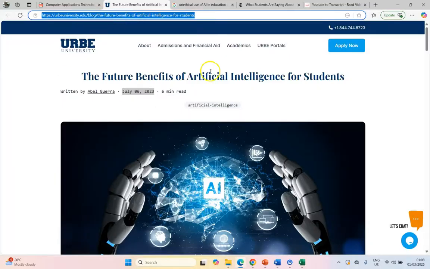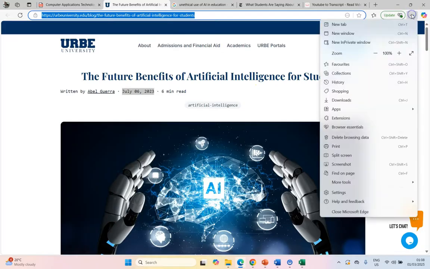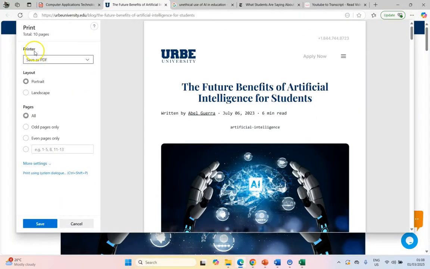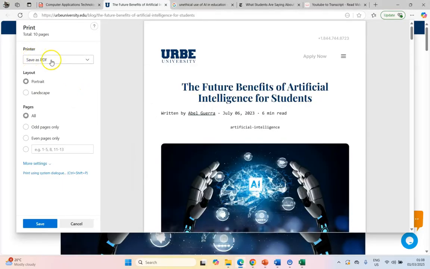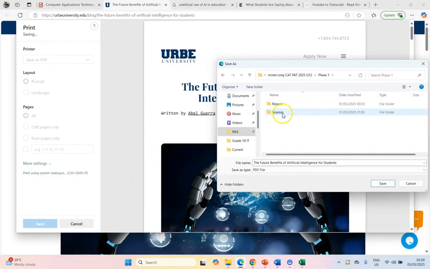So the best way to do that, if you are in a website and you want to save a copy of it, is to come here to print, and you pick the selection to save as PDF. So I'm going to save this document as a PDF, and you want to save it in your sources folder. So when I come here and select save as PDF, I can click save. And then in my sources folder, I can save this article over there as a PDF.